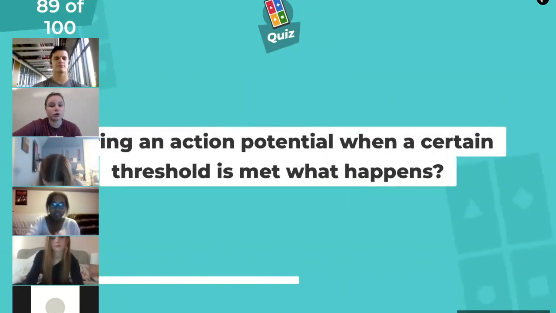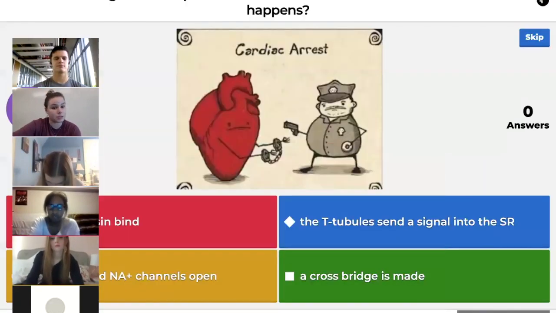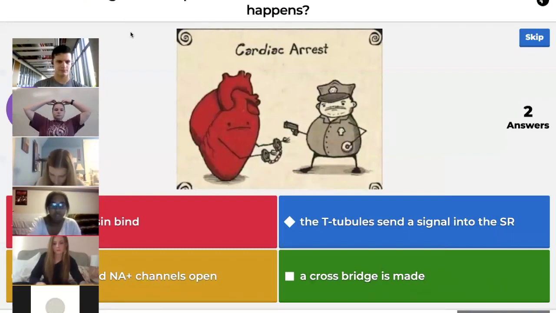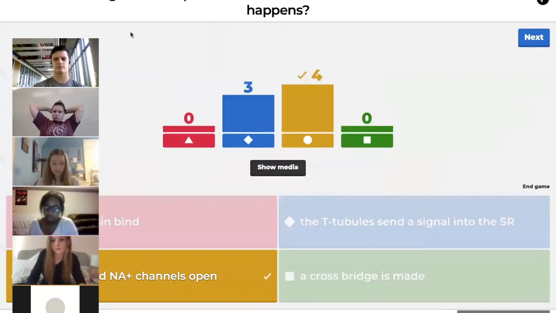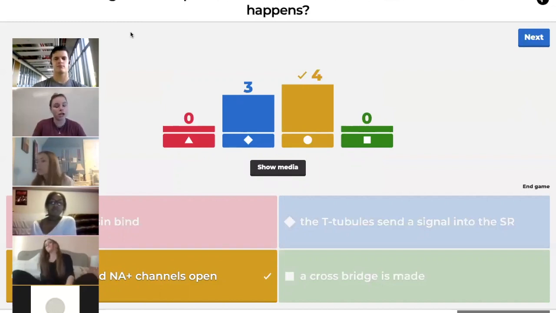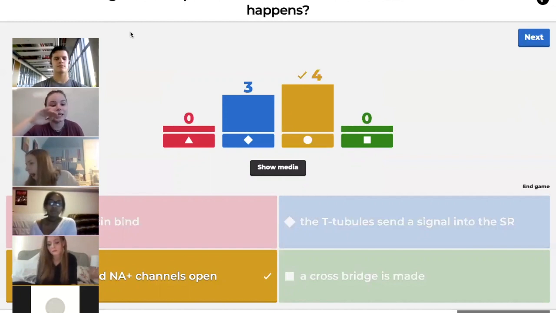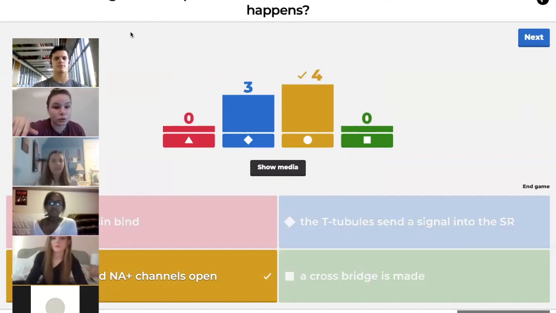During an action potential, when a certain threshold is met, what happens? Okay. So when we hit that threshold, our voltage-gated sodium channels open, okay? And so they open, and that allows us to start the whole process. So we have to hit that threshold before we can even open the sodium channels to tell us to do anything, okay?